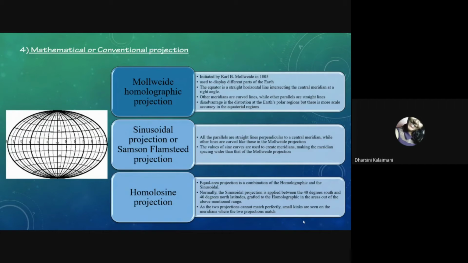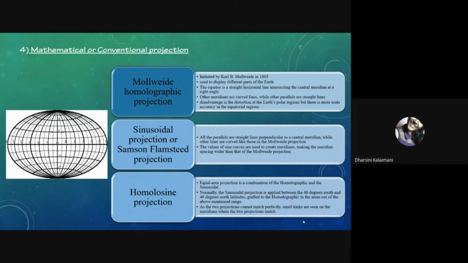This projection is used to display different parts of the Earth. The equator is a straight horizontal line intersecting the central meridian at a right angle. Other meridians are curved lines, while the parallels are straight lines. The disadvantage is distortion at the Earth's polar regions, but there is more scale accuracy in the equatorial region.